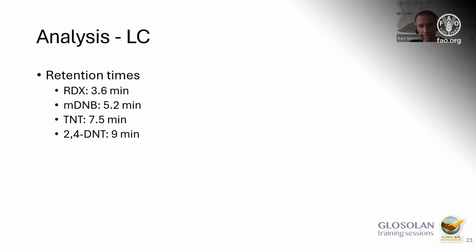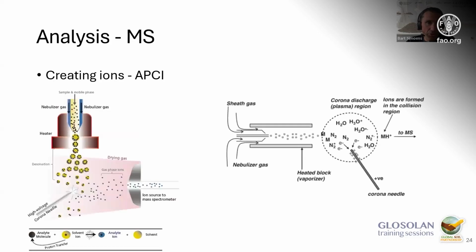Now, other compounds might leave the column at the same time. And so we do an additional analysis with our complicated detector, which is a mass spectrometer. Now, I have a couple of slides with complicated pictures. I will not go too much into detail. I'm not a specialist either, but the first step in the mass spectrometer is the creation of ions. We have to make ions, and then we can accelerate and analyze those ions.